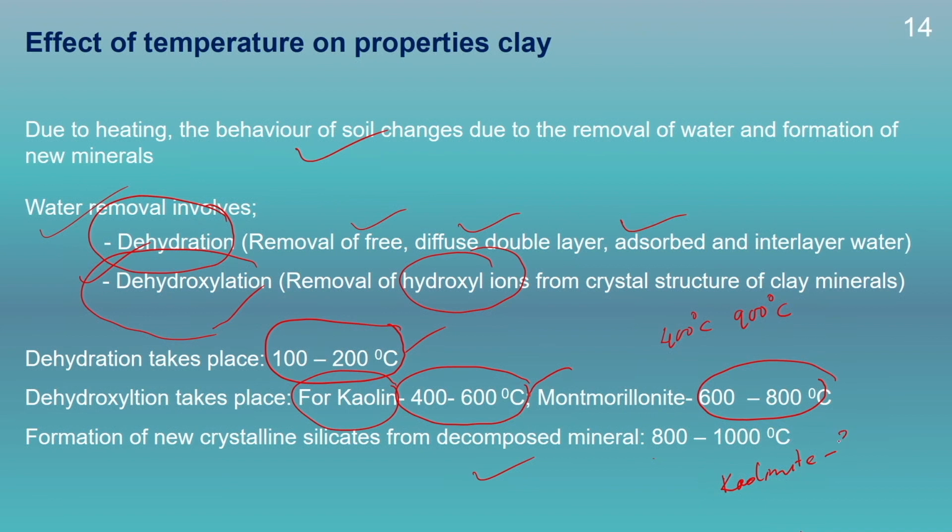dehydrogenation process starts at 300 degrees centigrade and completes at 600 degrees centigrade, and for montmorillonite it begins at 500 degrees centigrade and completes at 700 degrees centigrade. And during this dehydrogenation process, a significant reduction in the weight of the soil sample takes place. So, we will see what is the effect of heating the different minerals at different temperature.